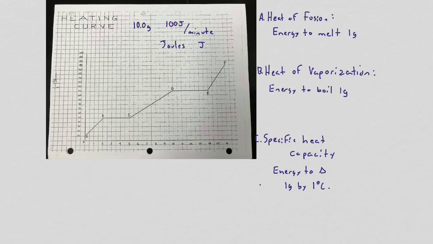And the specific heat capacity is the amount of energy to change 1 gram by 1 degree Celsius. So if you had, let's say, a gram of water, how much energy would you have to add to raise its temperature by 1 degree?